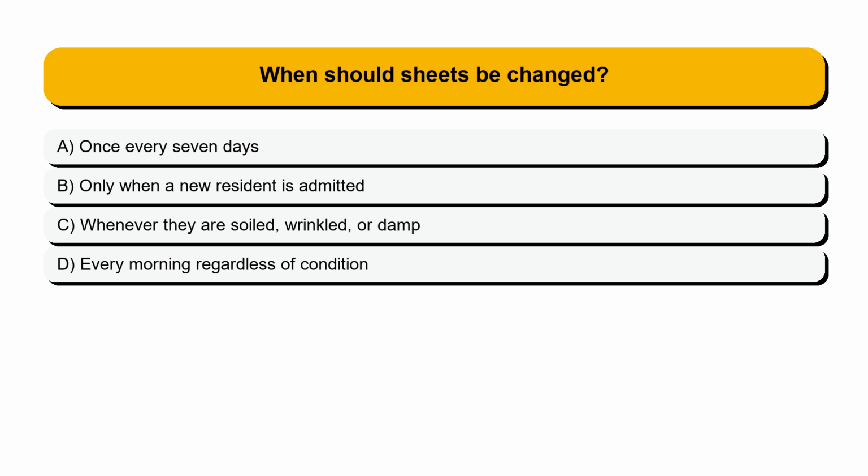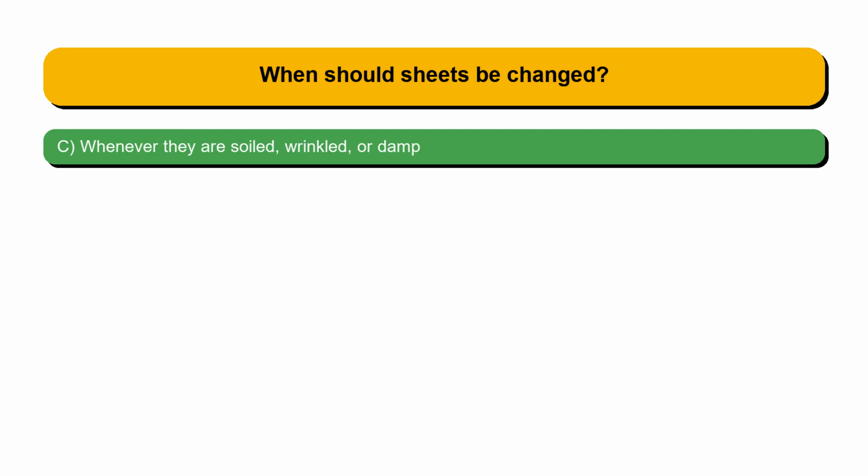Option A. Once every 7 days. Option B. Only when a new resident is admitted. Option C. Whenever they are soiled, wrinkled, or damp. Option D. Every morning regardless of condition. The correct answer is option C. Whenever they are soiled, wrinkled, or damp.